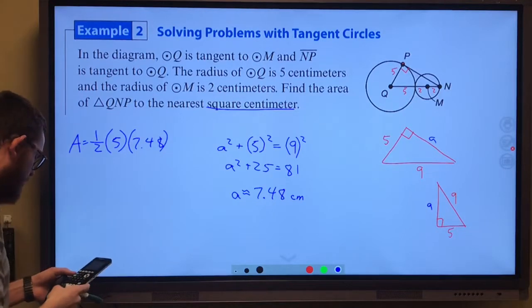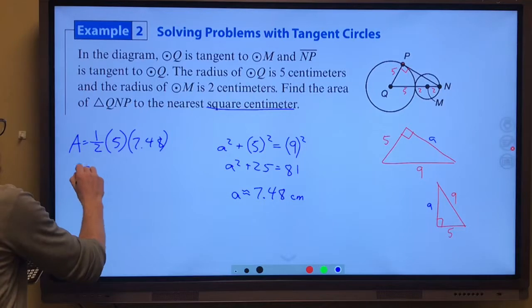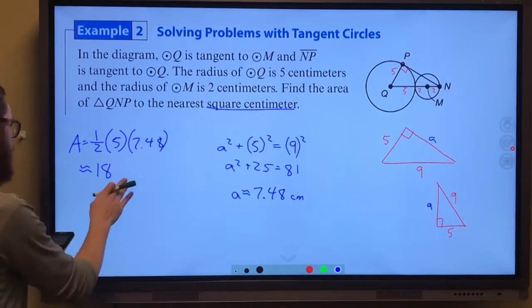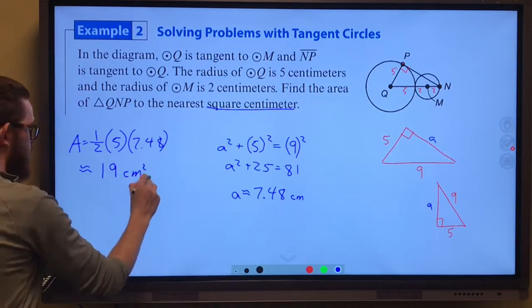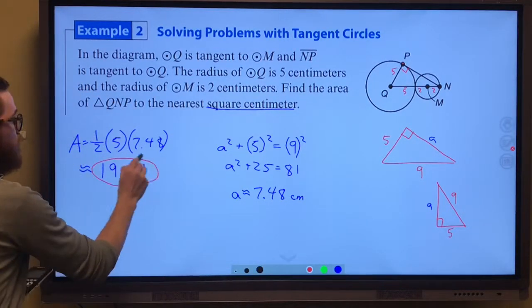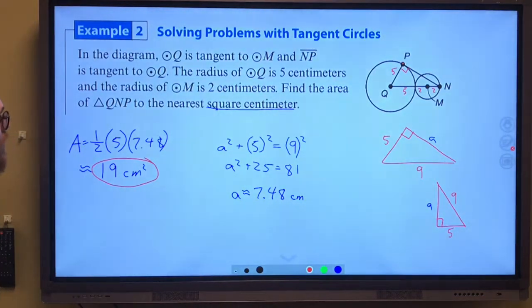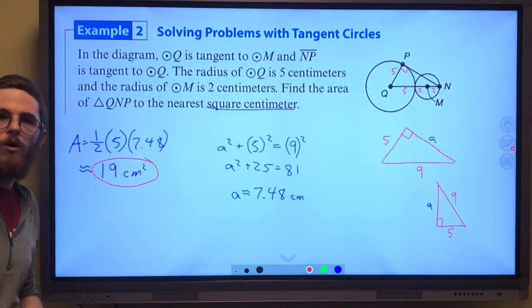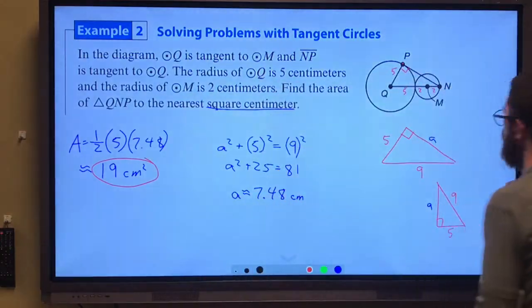If I type all this in, I get about, to the nearest square centimeter, about 19 square centimeters. It told me to round to the nearest square centimeter. I would typically go two decimal places, but it just said nearest square centimeter. So who am I to argue with the question? All right, here we go.